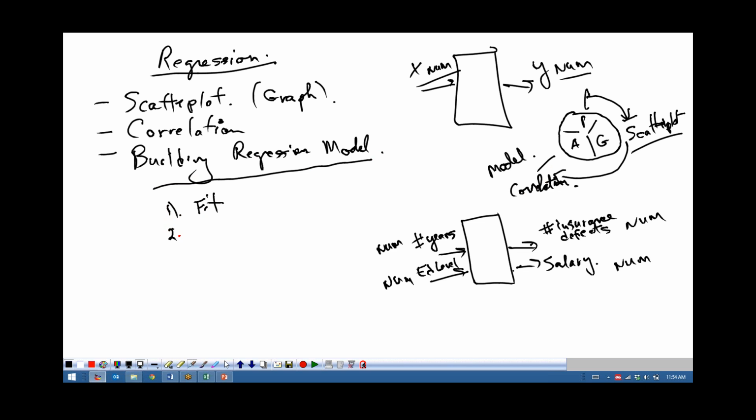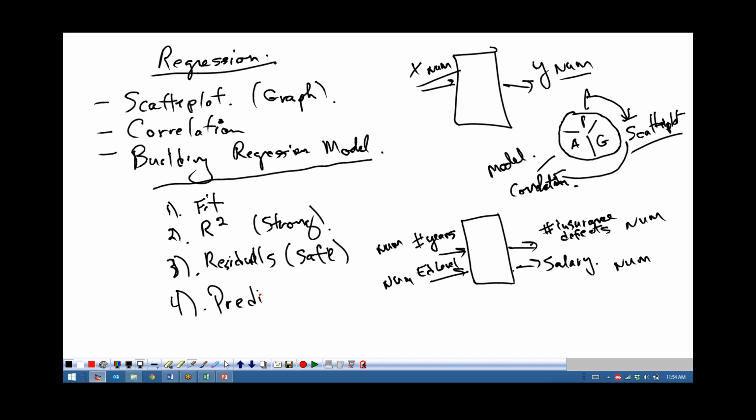We'll walk through something called R squared. This is really how strong the regression is. And we'll look at something called the residuals, which is really how safe the regression is. And then finally, we'll look at how to predict with these regression models.